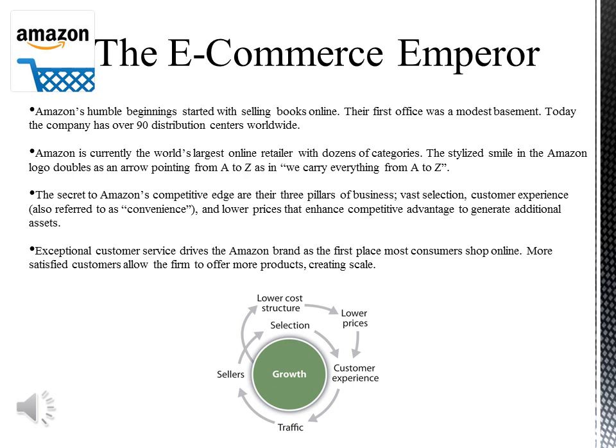Amazon's humble beginnings started with selling books online. Their first office was a modest basement. Today, the company has over 90 distribution centers worldwide. Amazon is currently the world's largest online retailer with dozens of categories. The stylized smile in the Amazon logo doubles as an arrow pointing from A to Z, as in, we carry everything from A to Z.